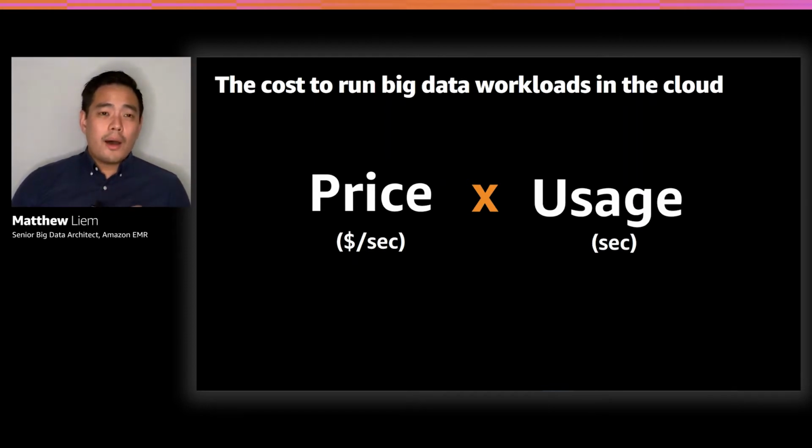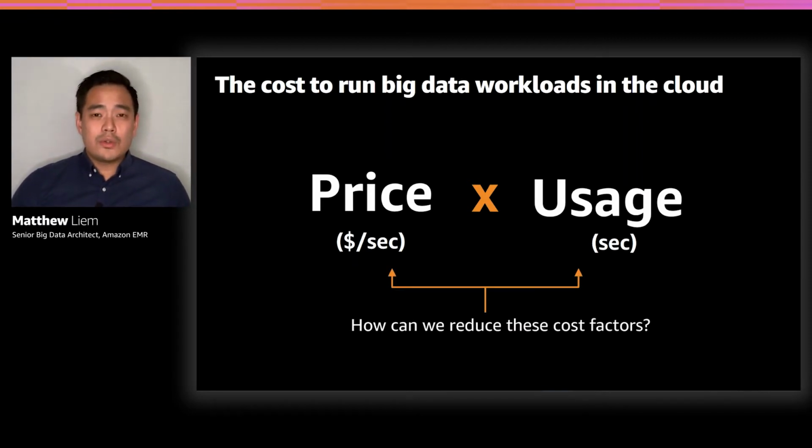Now, if we're looking to optimize on cost or improve the performance, the big question becomes, how do we reduce these two cost factors, price and usage? On the price side, this is pretty straightforward. If we can get the same hardware or the same compute, but for a discounted rate, either through the spot market or through savings plan, we can reduce costs that way.